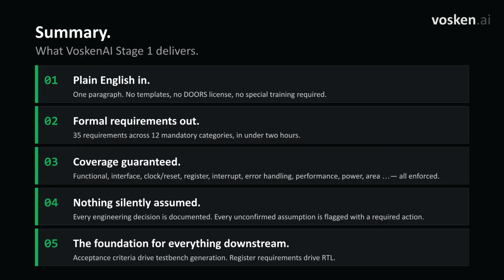VoskenAI Stage 1 takes plain English input and produces formal, fully covered requirements in under 2 hours. It eliminates silent assumptions and provides the essential foundation for the rest of the automated hardware design pipeline.